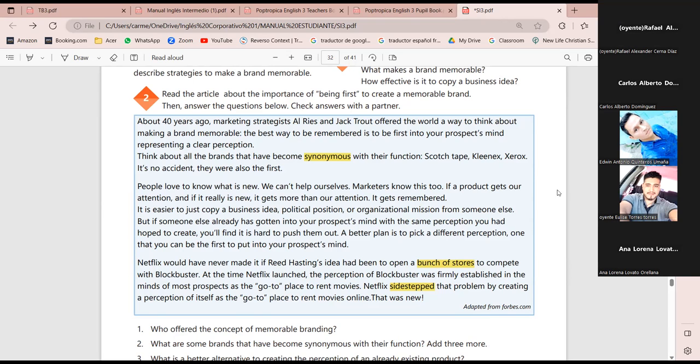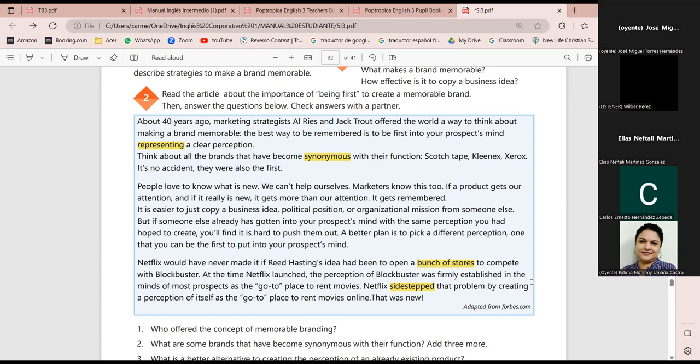Pronunciation de representing. Representing, where is it? Your prospect mind representing a clear perception. Representing. Yes, representing. Puede pronunciarlo con la T fuerte, stressed, right? Y puede ser también con la T suave. Representing or representing. Pero usualmente representing. Okay.